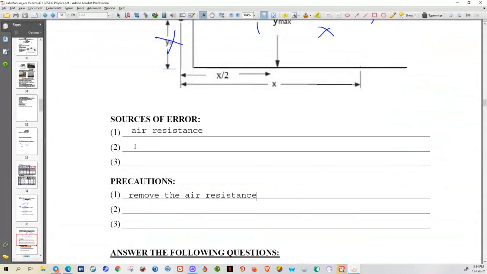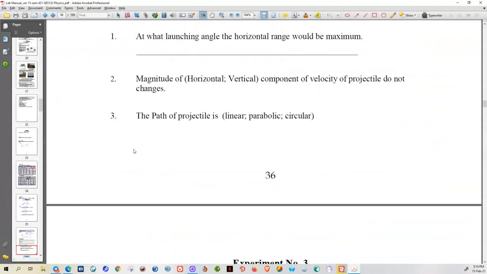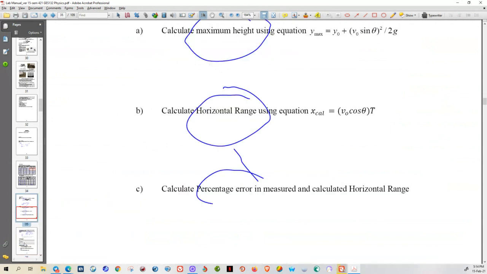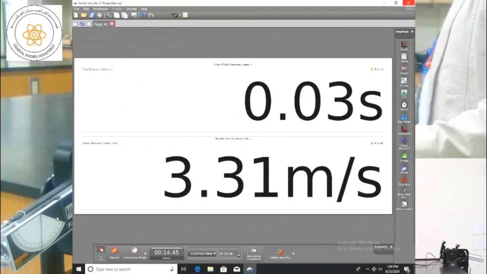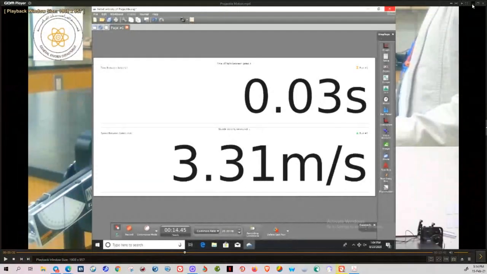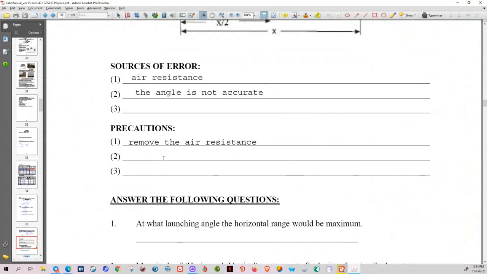Another source of error that you can make is, of course, if the angle is not accurate, okay? In the lab, it's actually very hard to set this angle accurately. So the best way to do it is to set the angle carefully. If the angle is not accurate, does it affect the projectile?